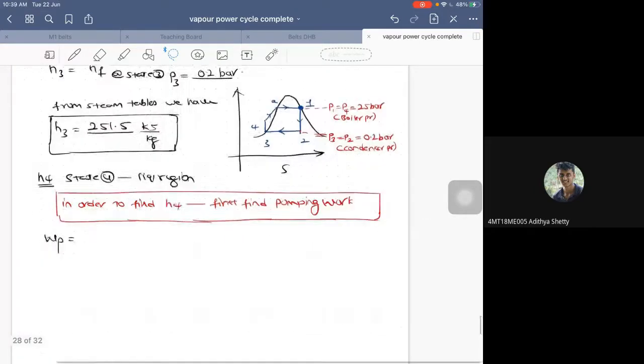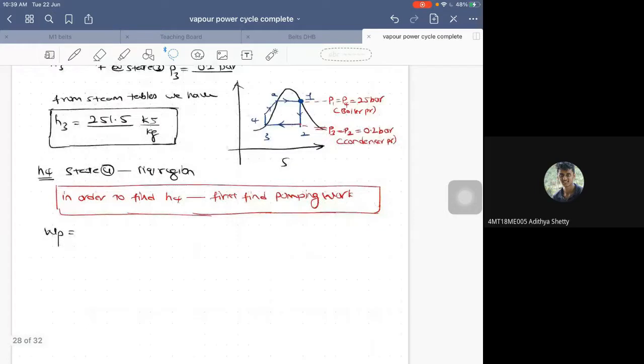Okay. Now, if you look at this, pumping work happens from where to where? 3 to 4. It happens from 3 to 4. So that's why for work it is initial minus final. This work is going from 3 to 4. So how will you calculate it in terms of enthalpy? H3 minus H4.